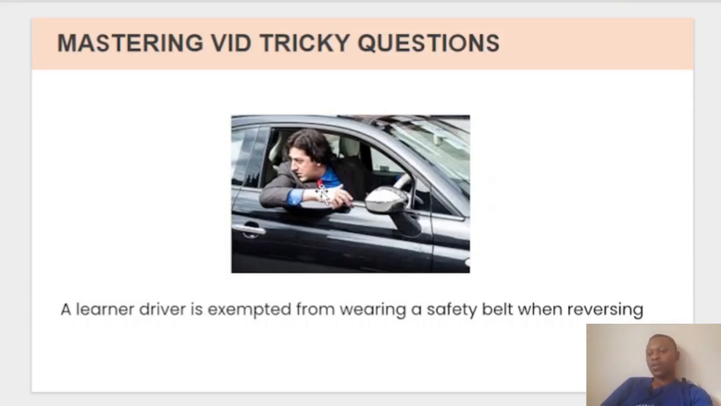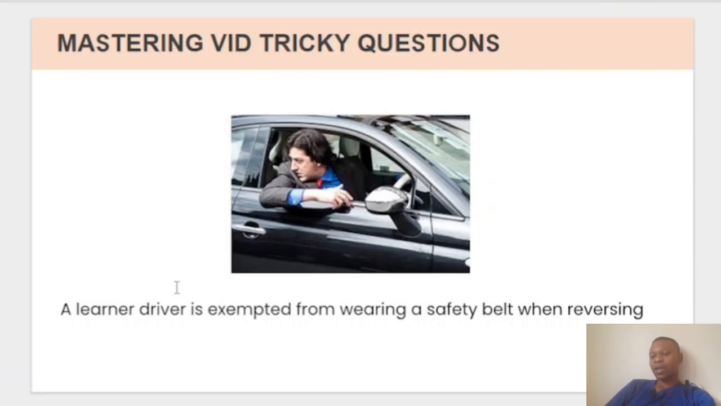So if this man is to successfully do a reverse, we have to get their head out of the window, like the way he's doing it like this, right? So if they do that, it means that the seatbelt will be in the way. So a learner driver is allowed to remove a seatbelt or operate the vehicle without a seatbelt when they are reversing their vehicle. So I want you to know that.